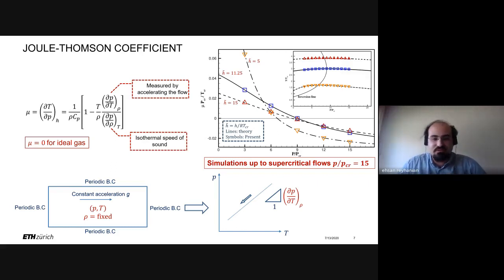Finally, we see a very good agreement between theory and simulation, and we can clearly see here the effect of the inversion line, which is the locus of the zero points of the Joule-Thomson coefficient.